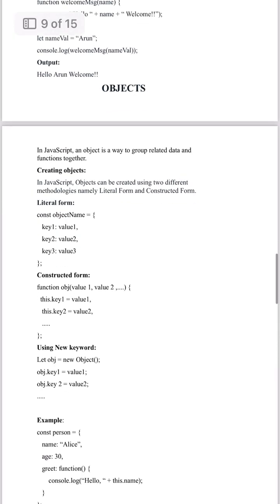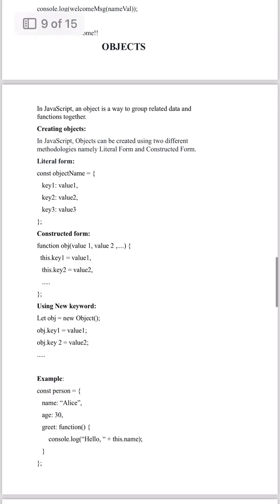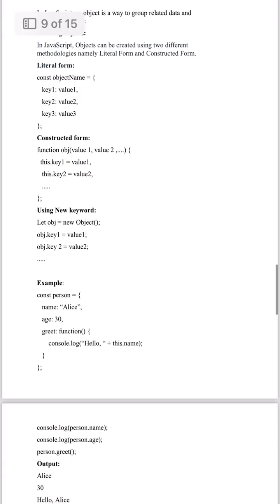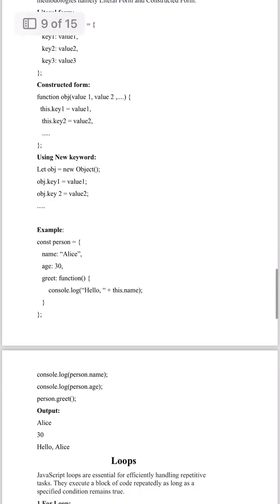Objects. In JavaScript, an object is a way to group related data and functions together. Creating objects. In JavaScript, objects can be created using two different methodologies, namely literal form and constructor form. You can see the examples of literal form and constructor form here.